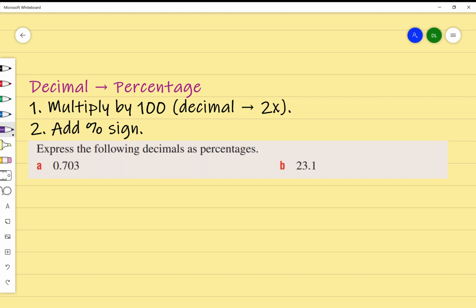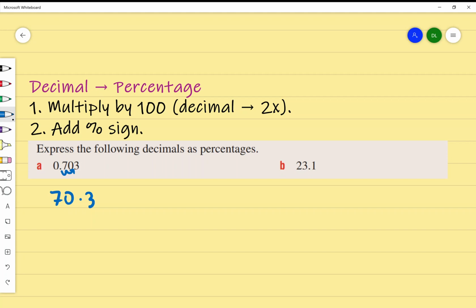0.703. Now, is this greater or less than 1? Less than. So it should be less than 100%. Okay? So 0.703, I'm going to move the decimal place right 2 times. 1, 2. Can you guys see that up the back? Yeah? And we end up with 0.703, but we move the decimal place over there, so I'm going to rewrite it as 70.3. So 70.3. Am I done?